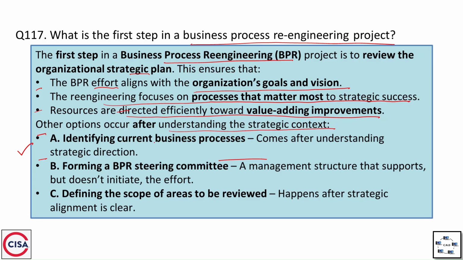Option A, identifying current business processes, comes after understanding strategic direction. Option B, forming a BPR steering committee, is a management structure that supports but does not initiate the effort. And option C, defining the scope of the areas to be reviewed, happens after strategic alignment is clear.